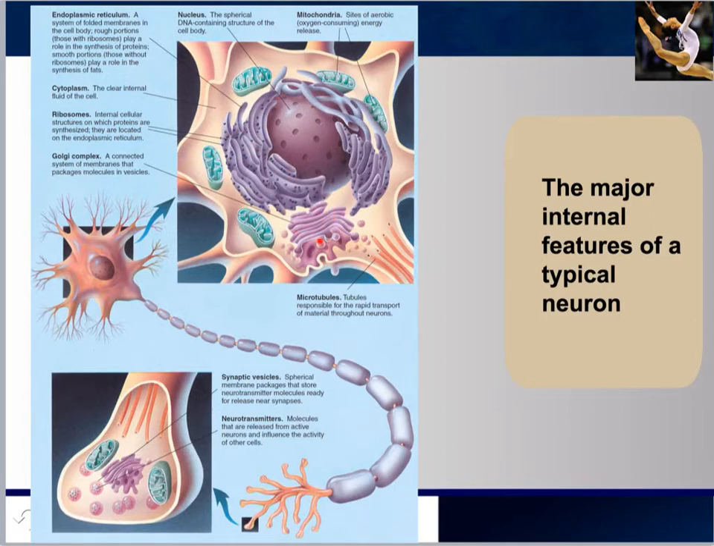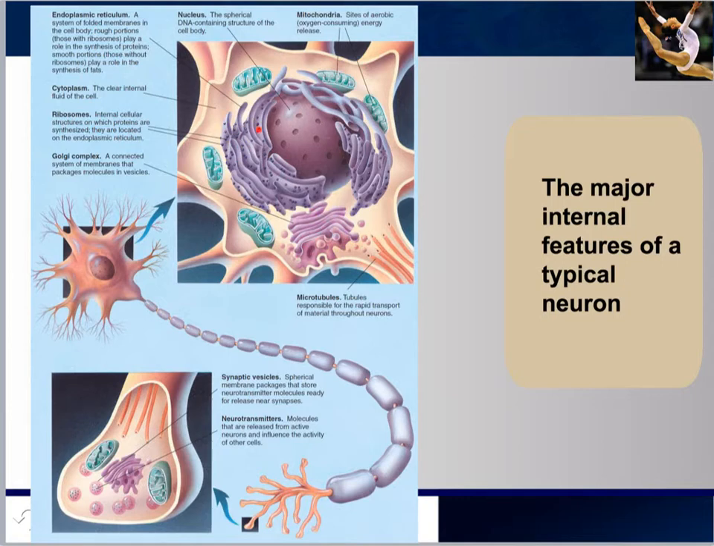The Golgi complex, which is this right here, the Golgi apparatus, is a connected system of membranes that packages molecules and vesicles. And we will learn about the packaging of molecules and vesicles later as we discuss neurotransmitters such as serotonin, dopamine, norepinephrine. These packages, if you will, would then be shipped through these microtubules, and these would rapidly send the material throughout the neurons. This Golgi complex is also known as the Golgi apparatus. I prefer complex because it rhymes with FedEx, and FedEx is in the business of packaging and shipping stuff, and this is exactly what this organelle does. It packages and it ships stuff to the terminal button.